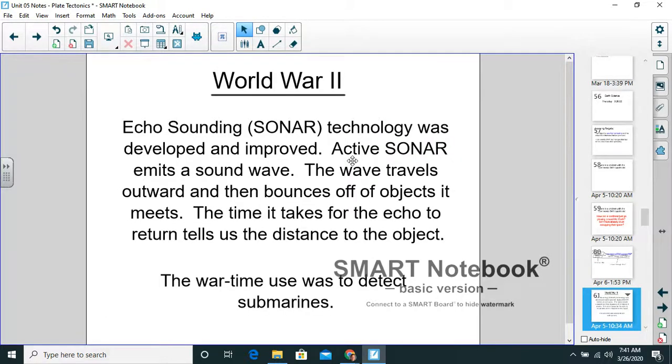So we're going to look at World War II. Seems like a little bit of a sidetrack, but there's a couple of technologies that were used in World War II, mostly or to a large extent, to try to find submarines. Submarines were a terrible weapon in the war, and of course, any navy needed to try to find those subs before they found you. So one of the technologies is echo sounding, or we commonly refer to it as sonar.